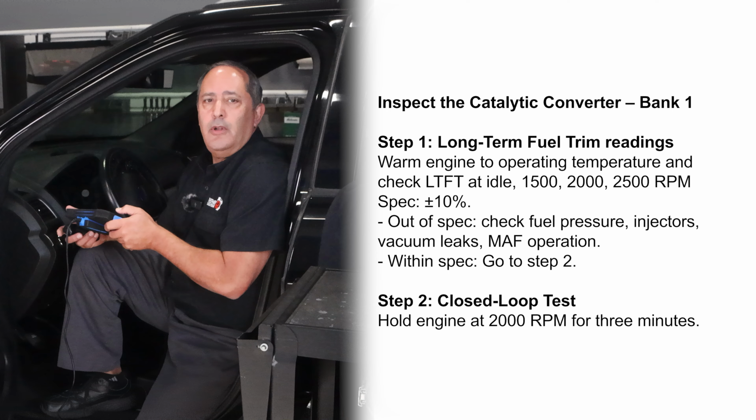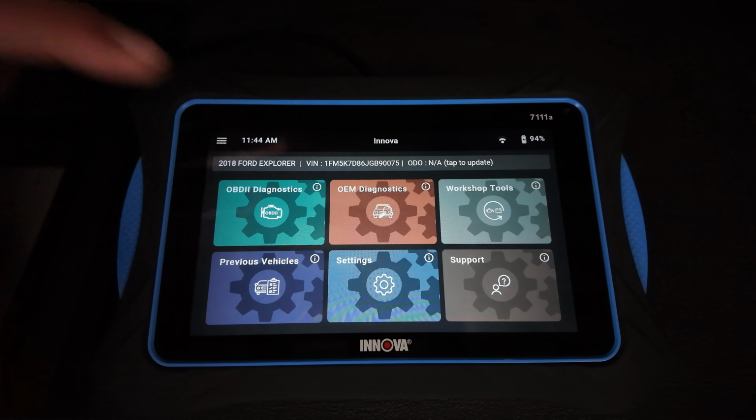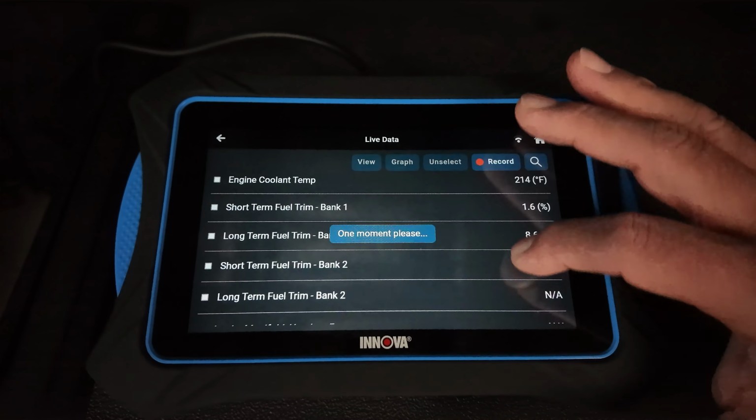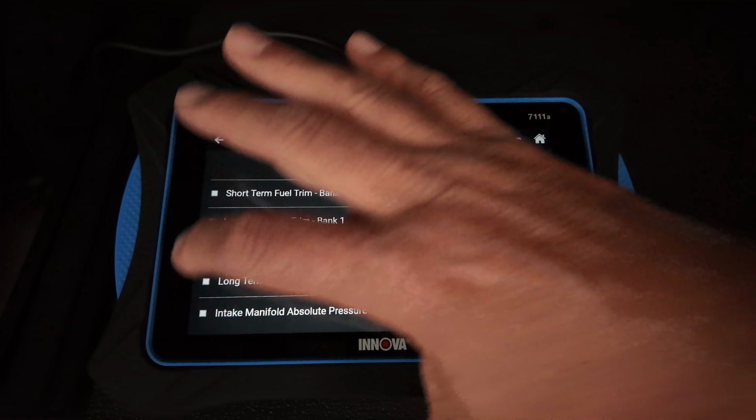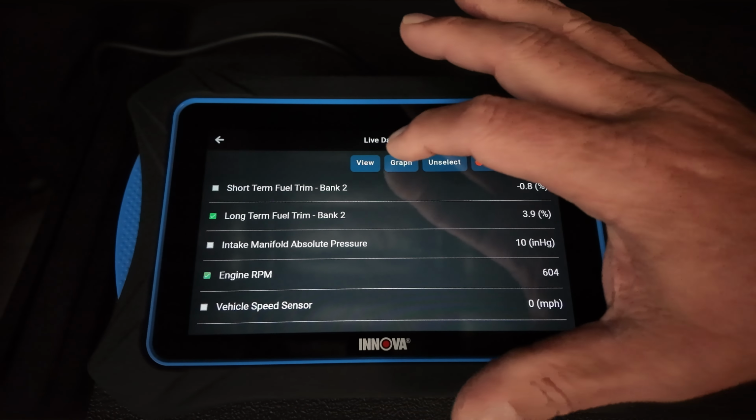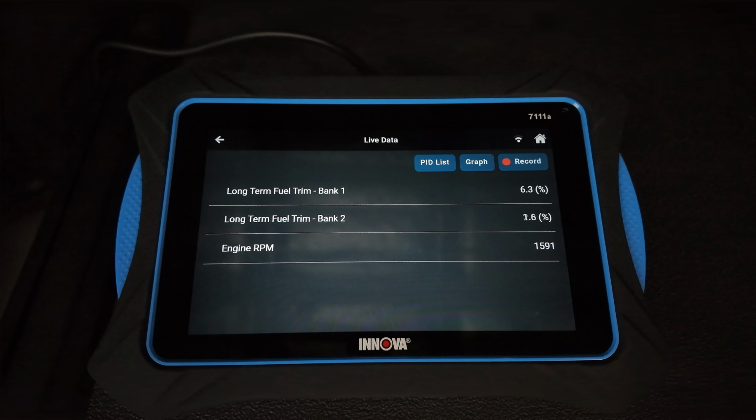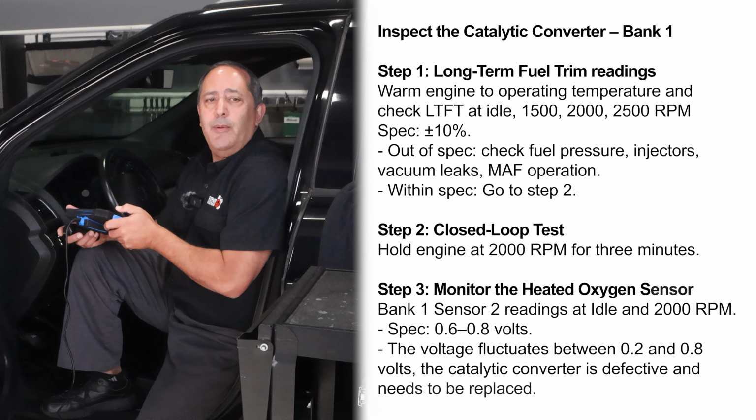what's causing this code. Check the long-term fuel trim values, which are highly influenced by vacuum leaks. Start the engine and let it reach operating temperature. Use the scan tool to check the long-term fuel trim values at idle, 1500, 2000, and 2500 RPM. The value should be within plus or minus 10%. If the values exceed the range, address the issue before proceeding. Checking fuel pressure, leaking or restricted fuel injectors, vacuum leaks, and mass airflow sensor operation. In this case, the values are within spec, so proceed to the next step.